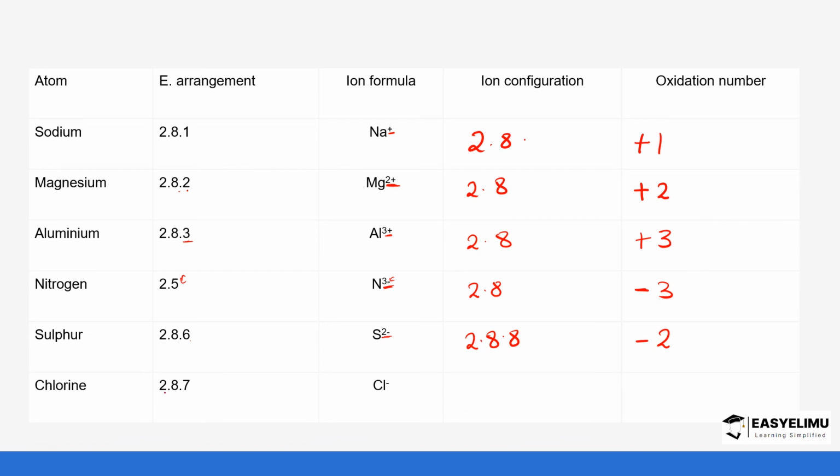Then chlorine is 2.8.7. So you can see the negative tells you it has gained 1 electron. So the new ionic configuration becomes 2.8.8. So the oxidation number becomes -1.